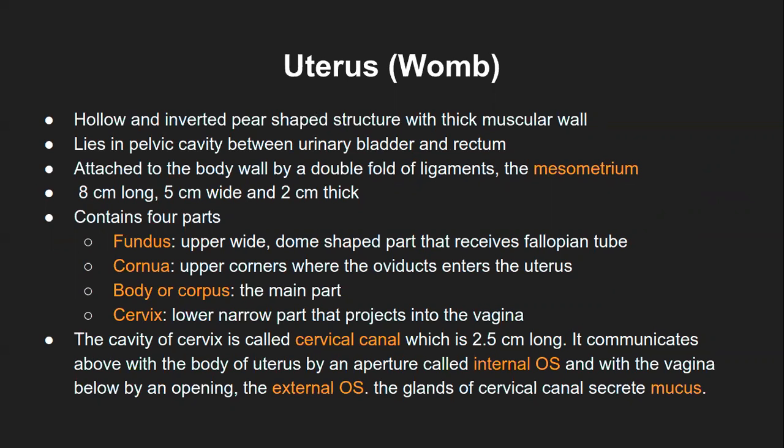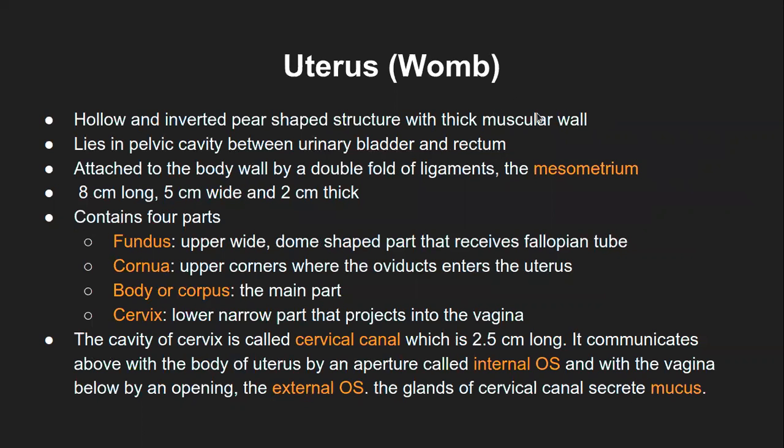In common language, we also call it a womb. It is a hollow, inverted, pear-shaped structure with a thick muscular wall. Now, like I had mentioned while we were looking at the general structure, it is usually shown in a triangular shape, right? Because that's the section, but it is not the section that we need to know. It's rather the whole structure we should know, which is a kind of C-shaped structure, an inverted pear shape with a very thick muscular wall.